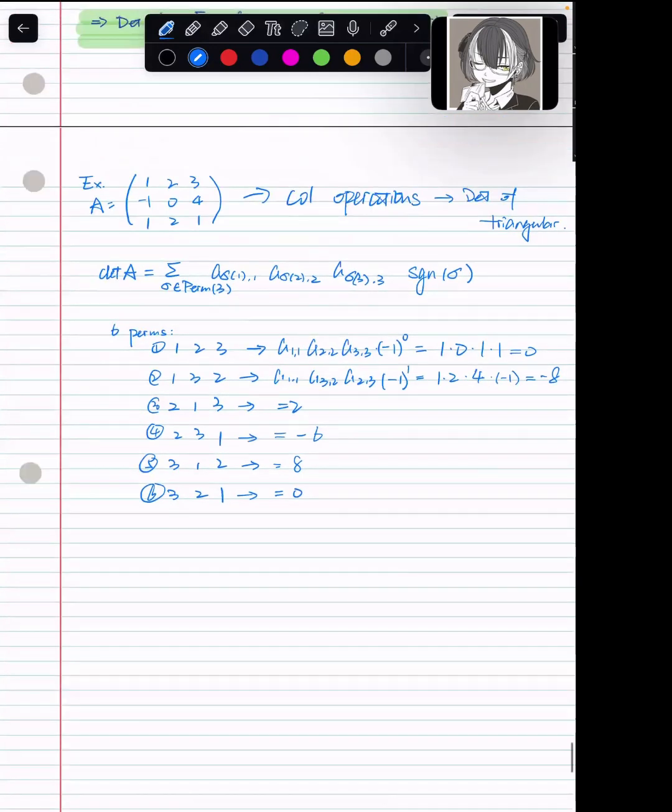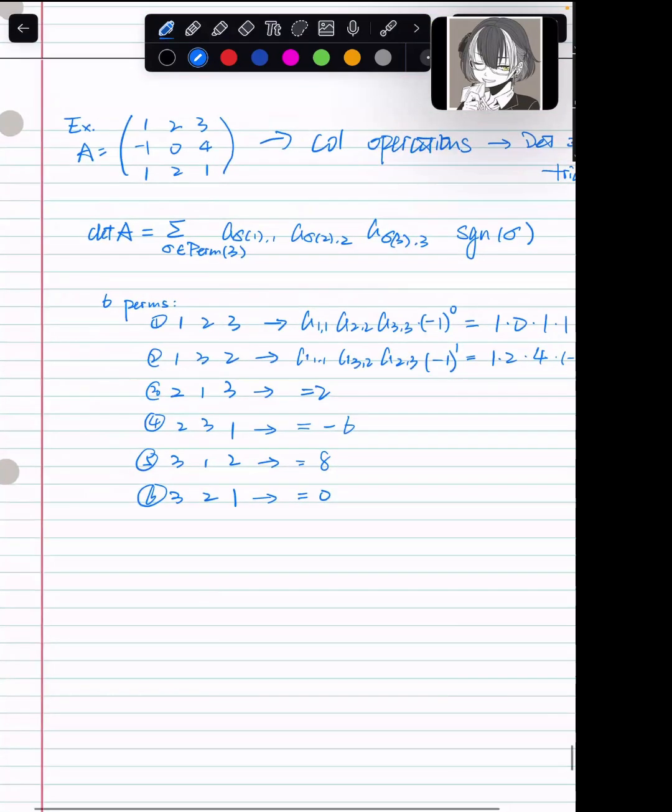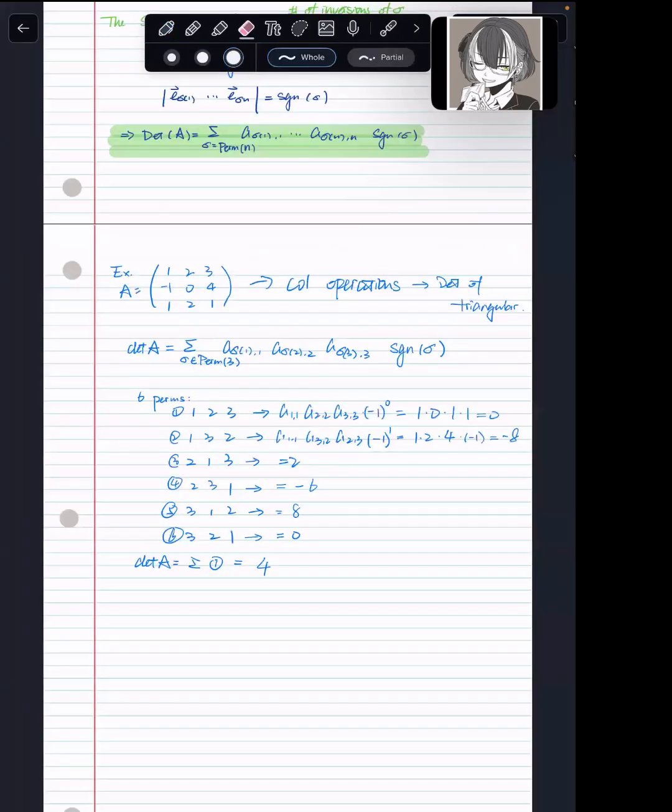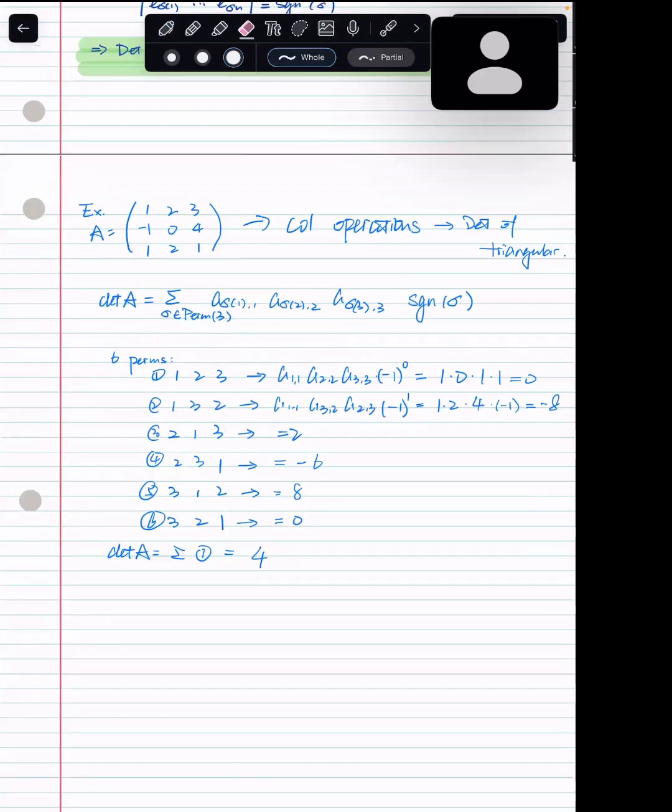Okay. Now we just sum this up. So the determinant of A is the sum of all the terms I just had. And I get the whole determinant of A is 4. I mean negative 4.